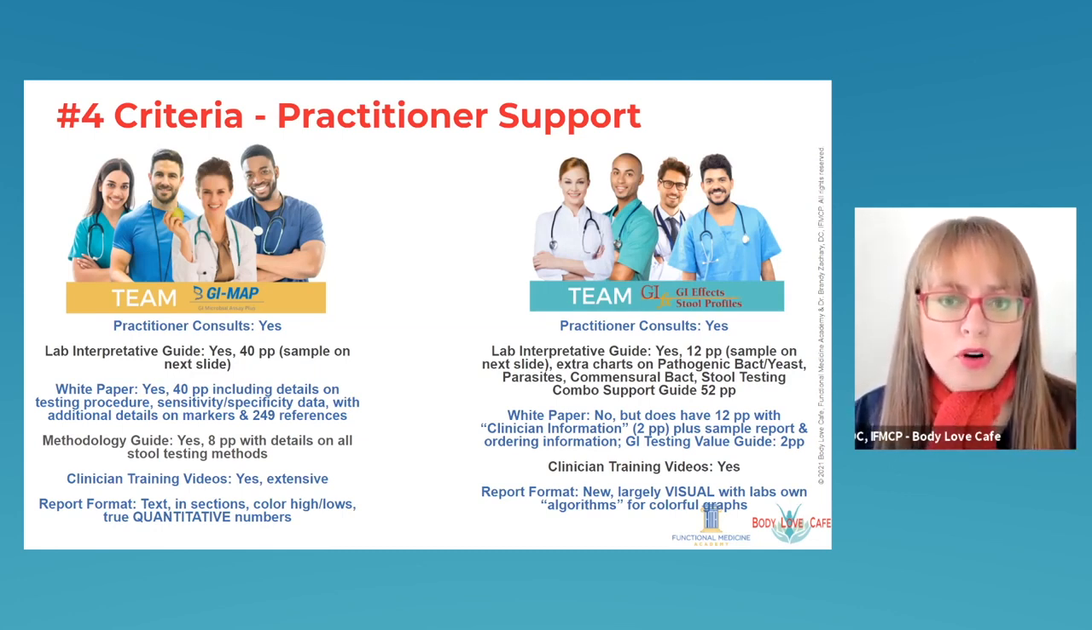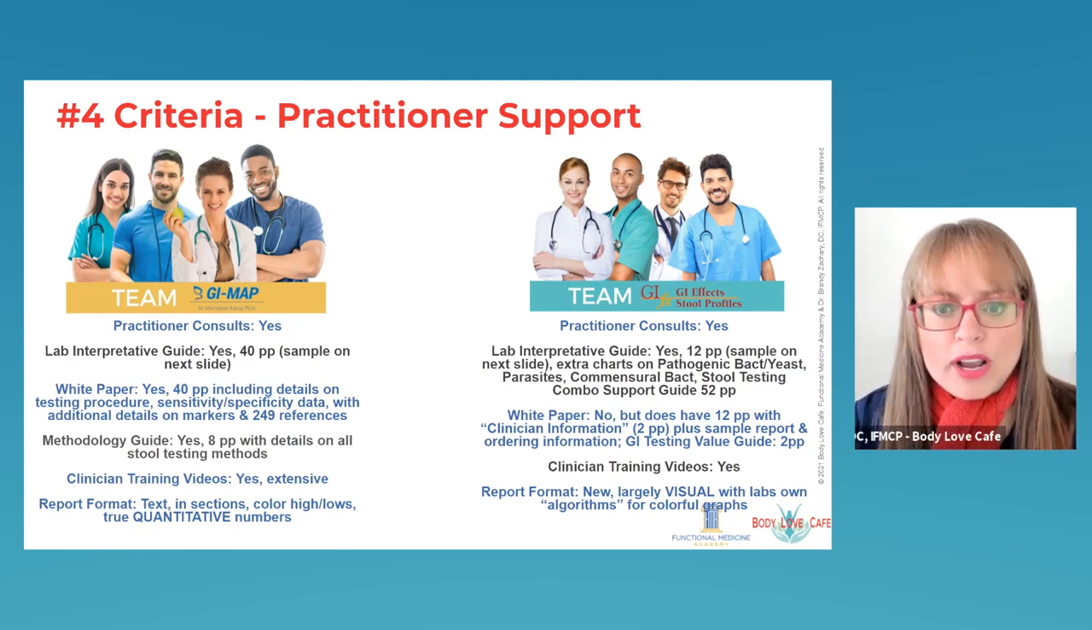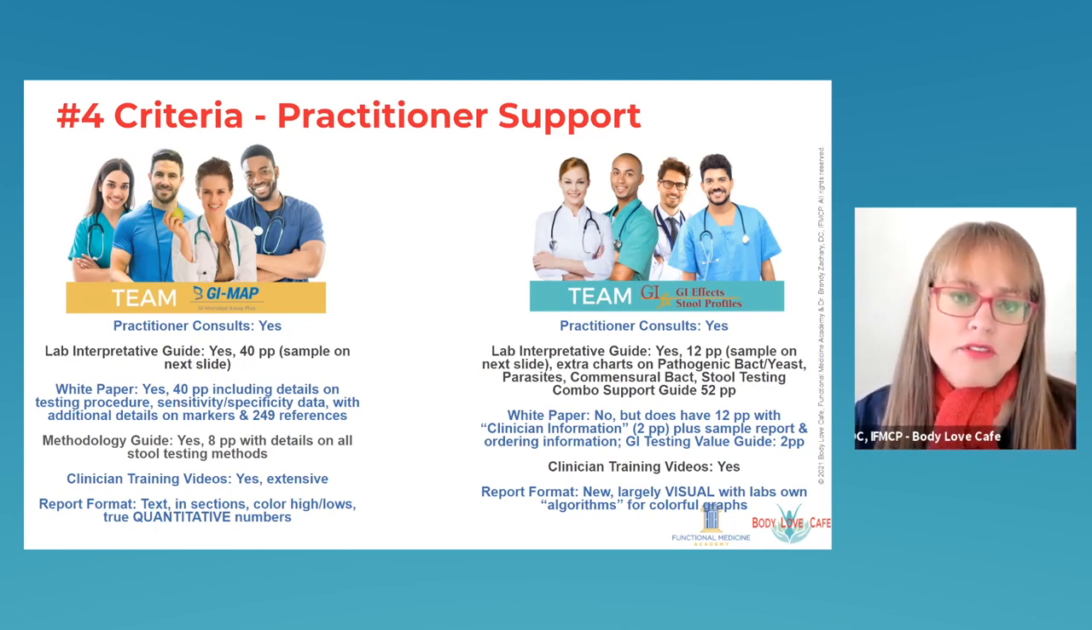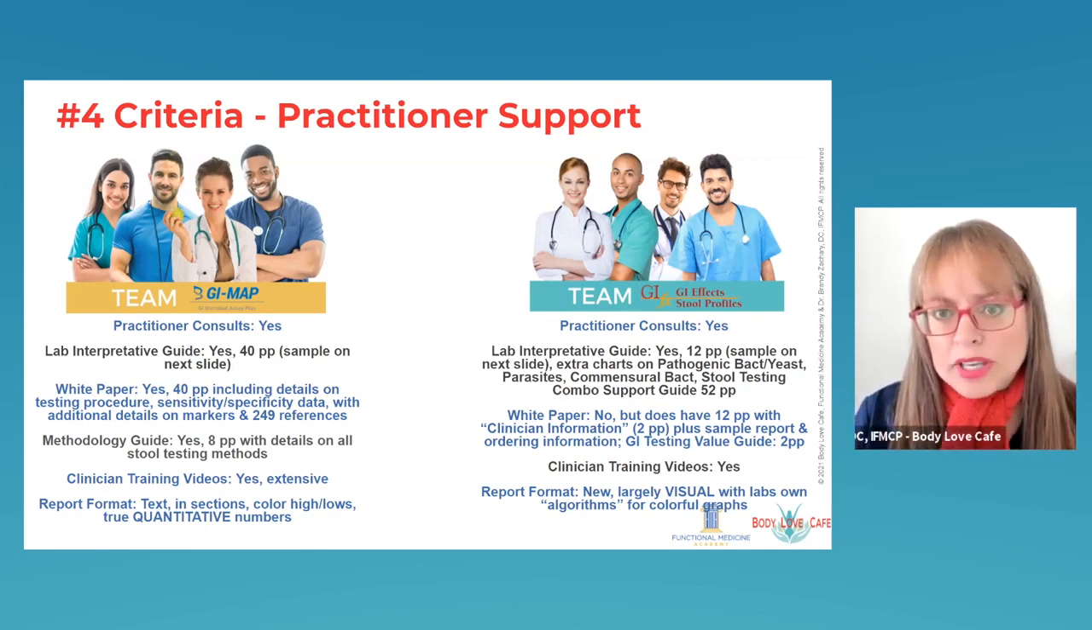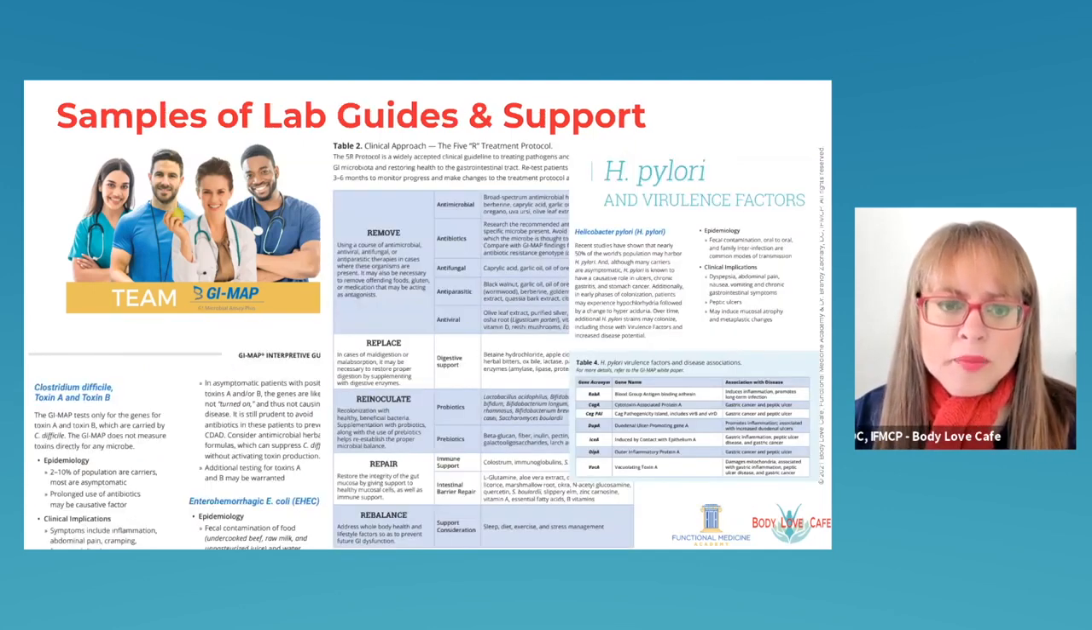And then what does their report look like? You're going to see it here in a minute. Team GI Map, it's more text-based, divided in clear sections, and the colors are typically the flags, the high and low, and then you're going to get true quantitative numbers. So we'll show that. The GI-MAP is more of a visual format with charts and graphs and a lot of color. They use a lot of their own algorithms, so I'm going to explain that a bit more. So depending on what works best for you or what you feel will be best for that specific patient might dictate your choice. All right, let me show you a few of these samples.